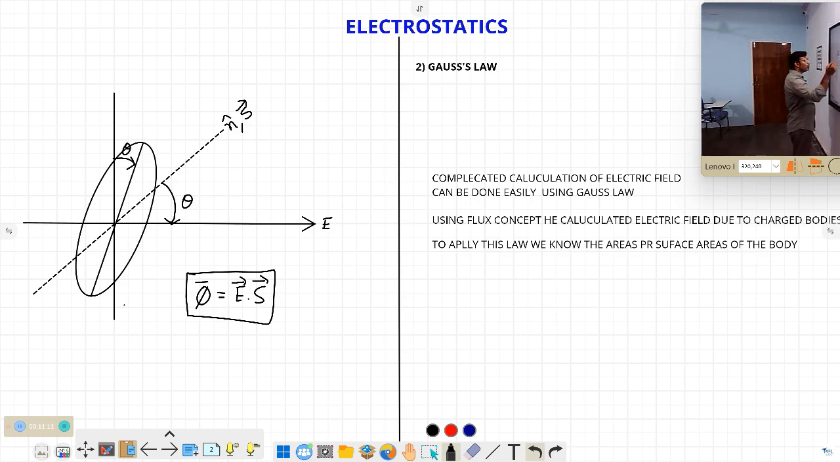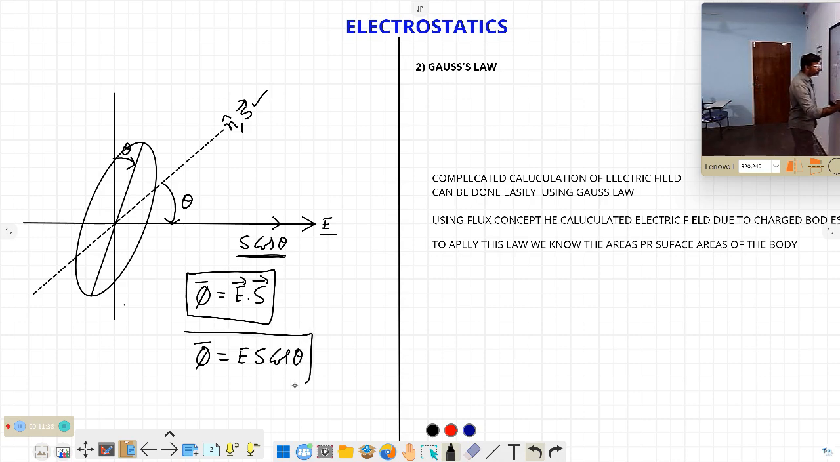First, if I take the surface area in the direction of the electric field: surface area is a vector quantity, so if you resolve it into components, you get S cos theta in the direction of the electric field, in terms of magnitude only. The flux is a scalar quantity, so I can write it as the product of the electric field and the area component along that direction, S cos theta.